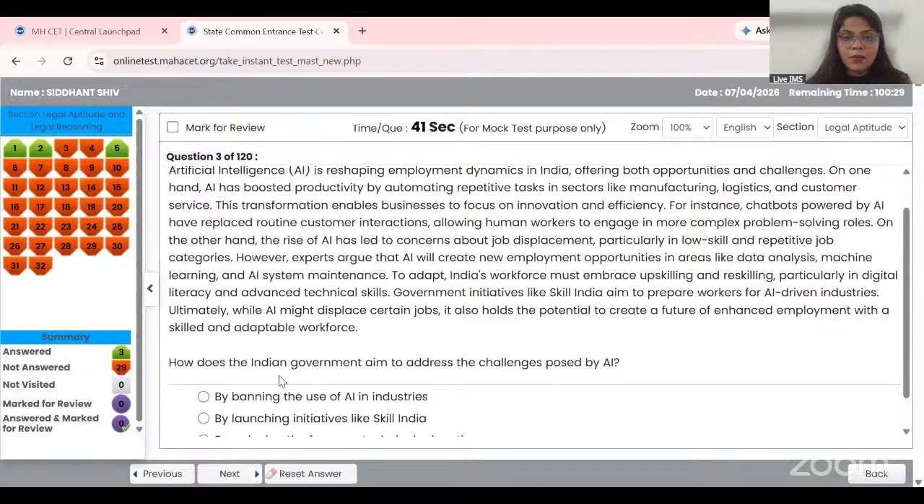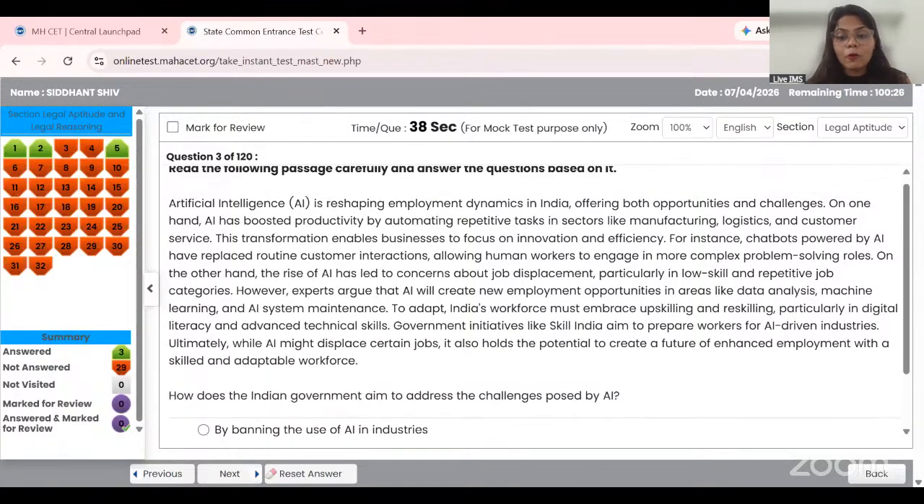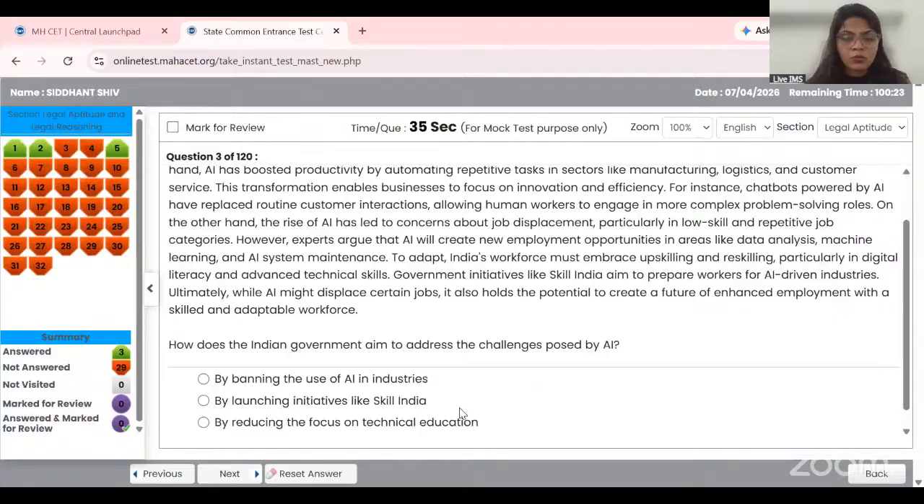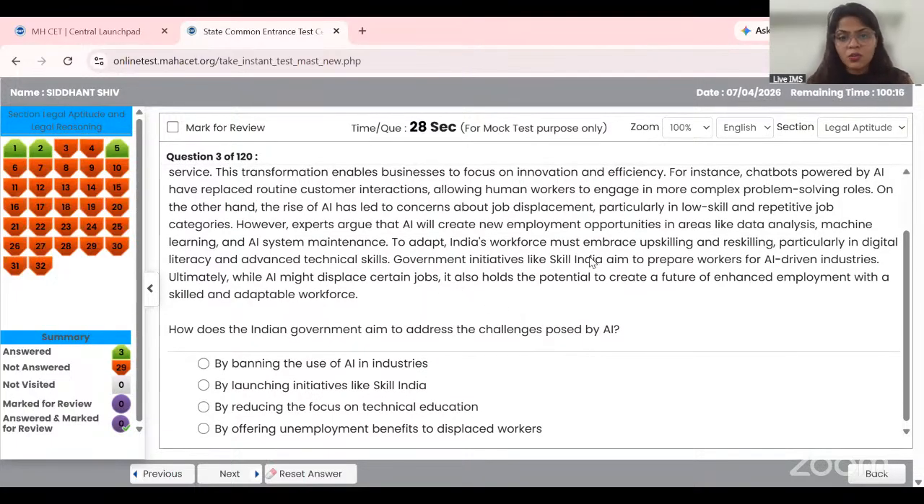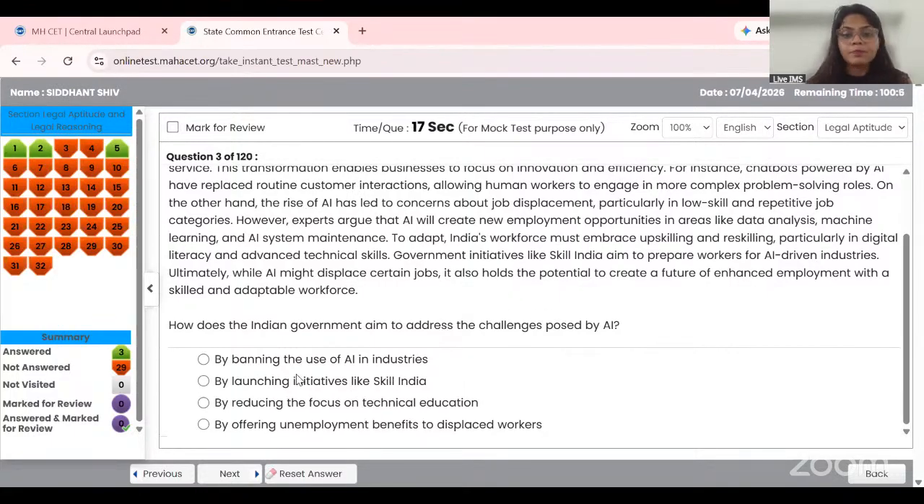The next question that we have to take up here is about AI reshaping employment dynamics in India. Let us read the question: how does the Indian government aim to address the challenge posed by AI? This information is given towards the last lines of the passage. Government initiatives like Skill India aim to prepare workers for AI driven industry. So here we have to see that the first option is by banning the use of AI. The second option is by launching initiatives. Third is by reducing the focus on technical education. Fourth is by offering unemployment benefits. So this is in sync with the passage.